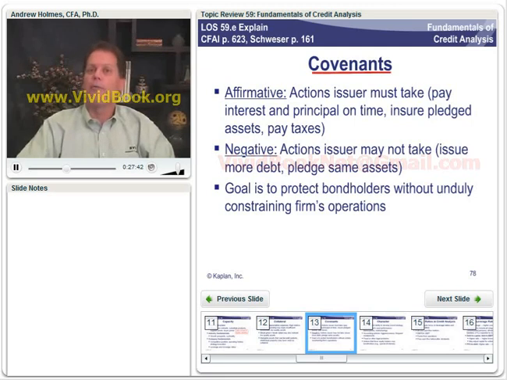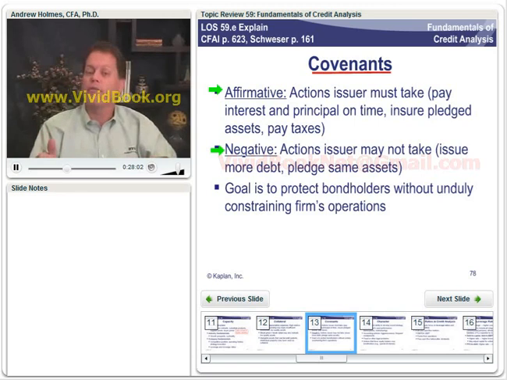Covenants. We mentioned this earlier when we were looking at the 4 C's. So what we are looking at with covenants is the idea of affirmative versus negative covenants. And this is pretty straightforward. So a negative covenant, those are things the firm can't do, right? So you can't issue more debt with a superior claim. You can't pledge the same assets against debt, things like that.